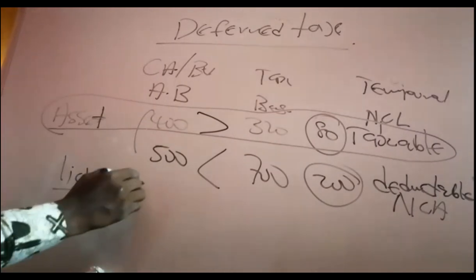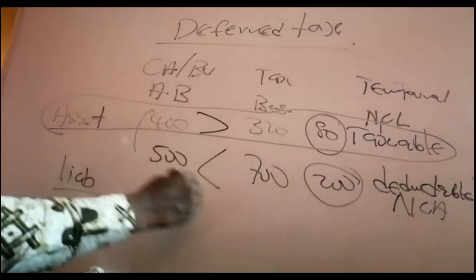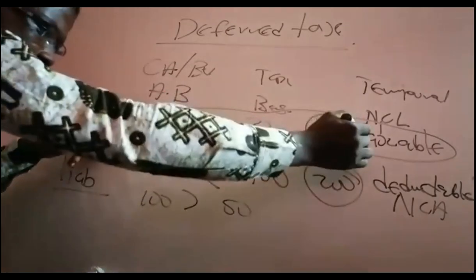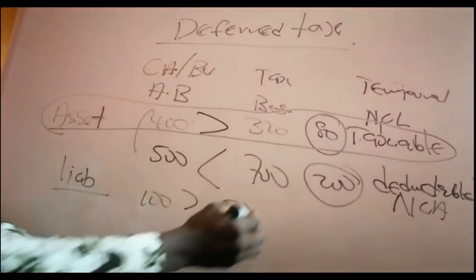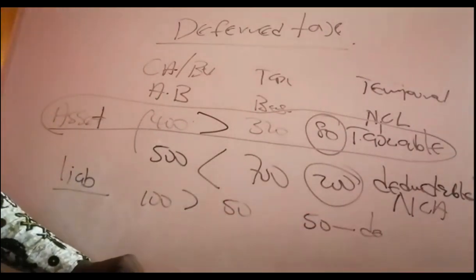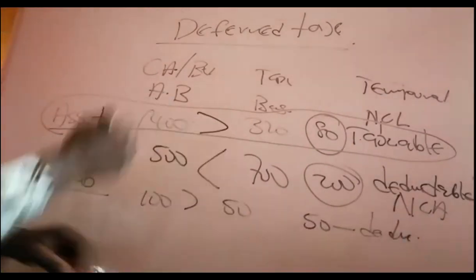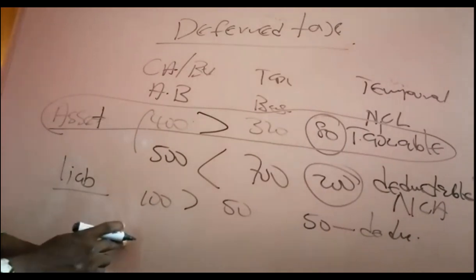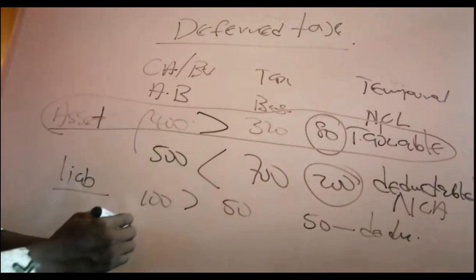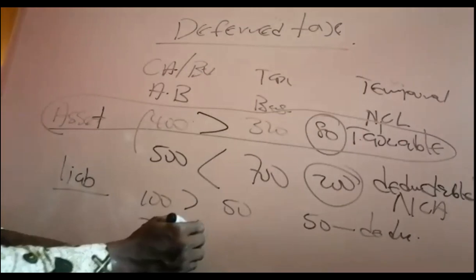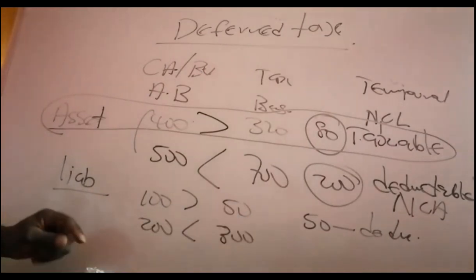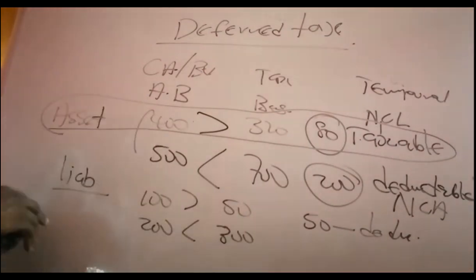If it's a liability and the current amount is more than the tax base, then over here it's taxable. So now here the reverse of taxable is deductible. So this 50 becomes deductible. And if the current amount of the liability is rather less than the tax base, let's say 200 versus 300, that one becomes taxable. They will tax you in future. That's the difference. We are done.